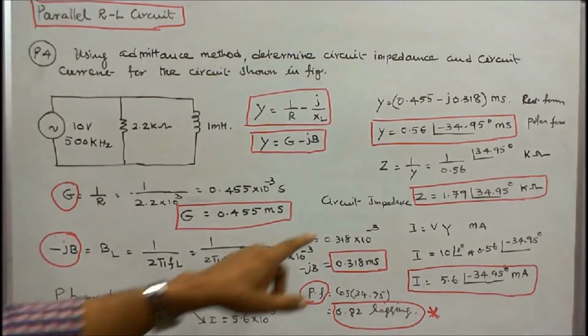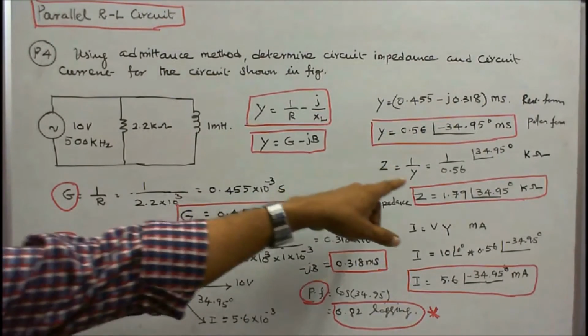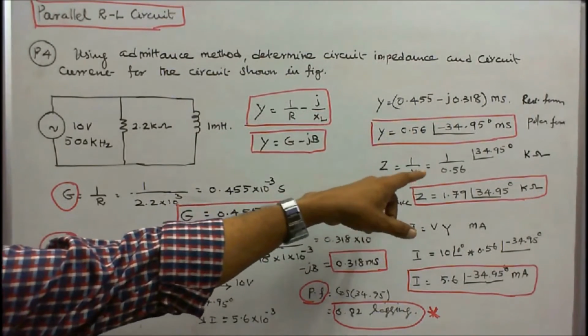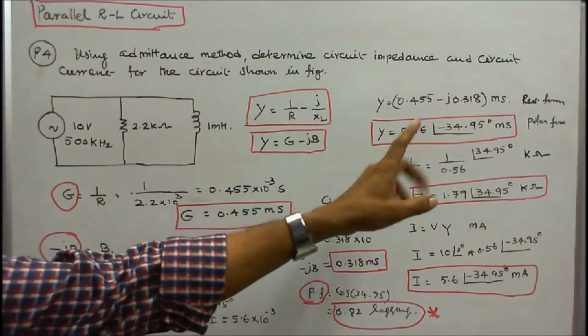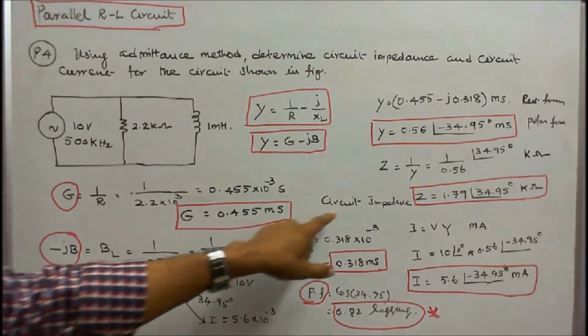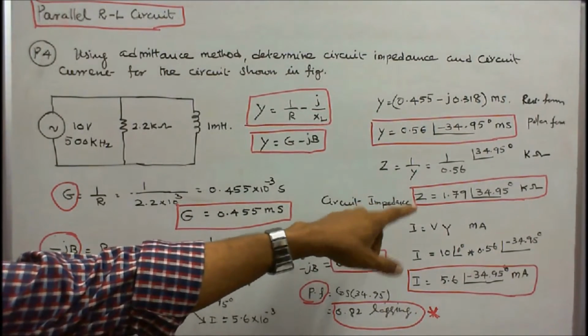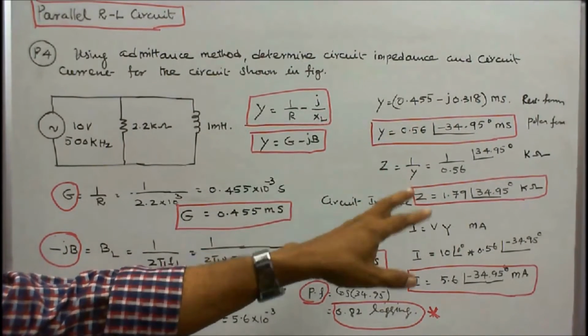I can find the impedance Z. Z is equal to 1 by admittance, that is equal to 1 by 0.56 angle minus 34.95 degrees in kilo ohms. Here circuit impedance Z is equal to 1.79 angle 34.95 degrees in kilo ohms.